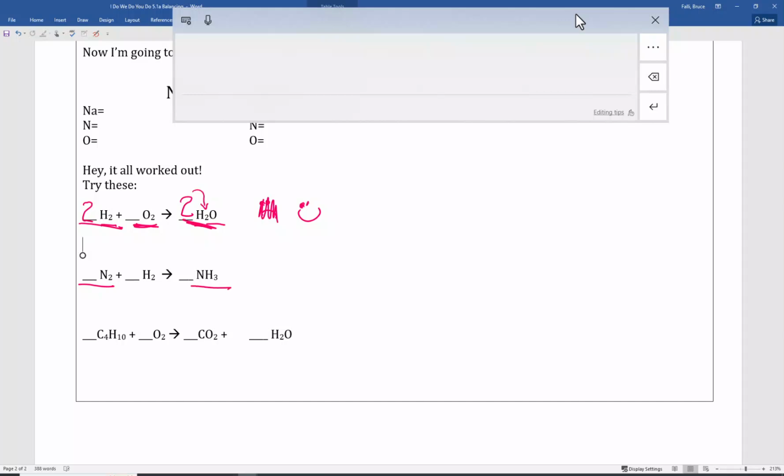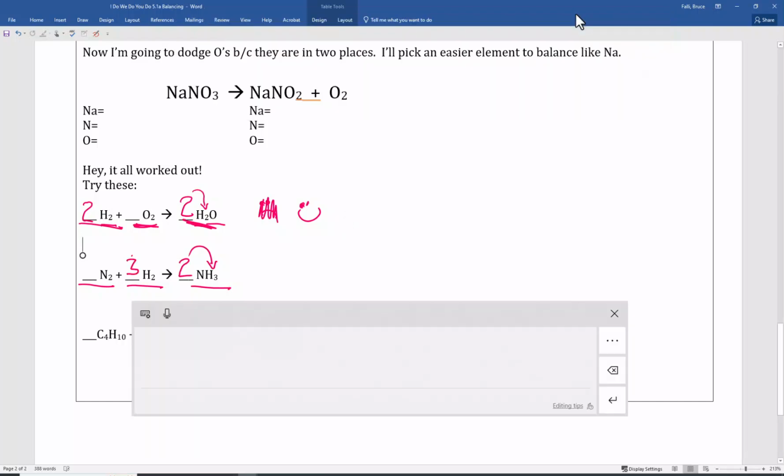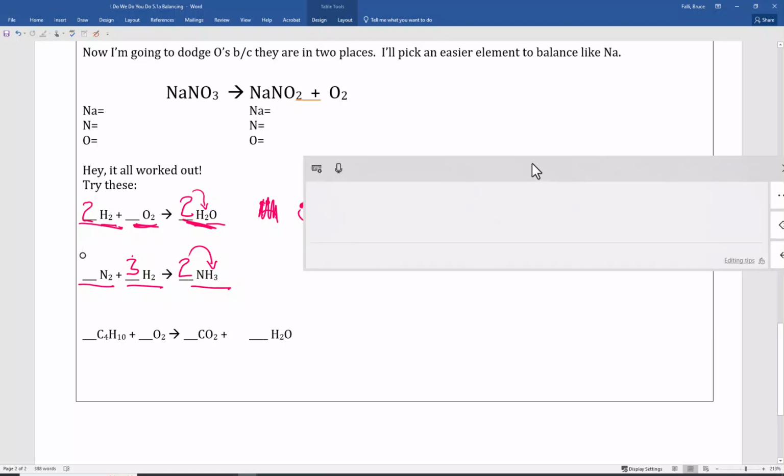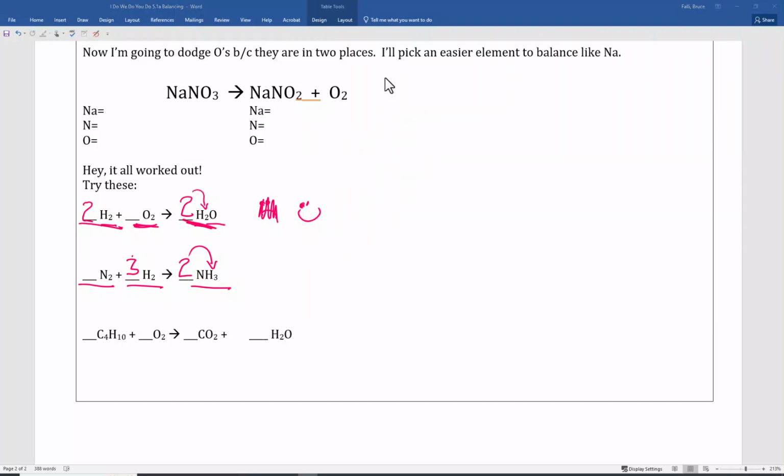2 N's on the left, 1 N on the right. Fix that. Now I have 2 nitrogens. I have 2 H's on the left. I have 6 H's on the right. 3 times 2 is 6. And I'm all set. Alright, so here comes the hardest one. These are combustion reactions, you'll learn what those are in a little bit. They get a little tougher because you've got oxygen in 2 spots.